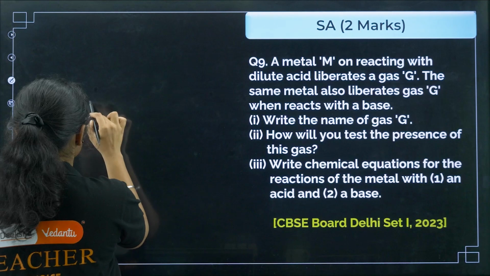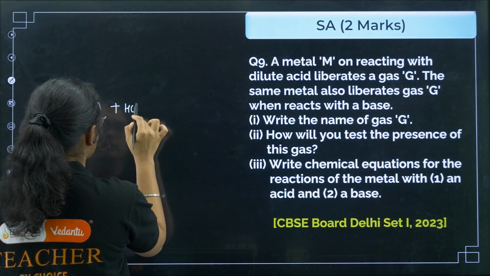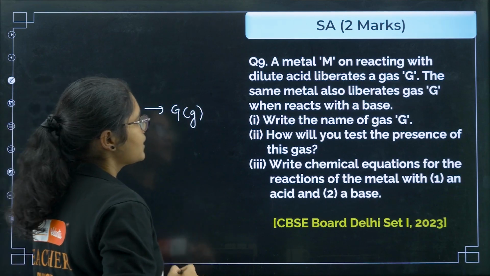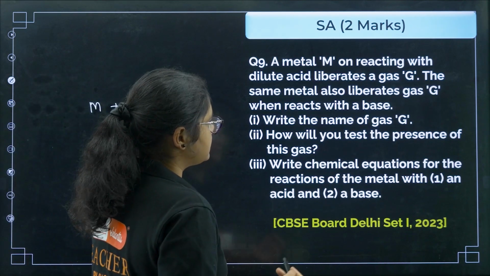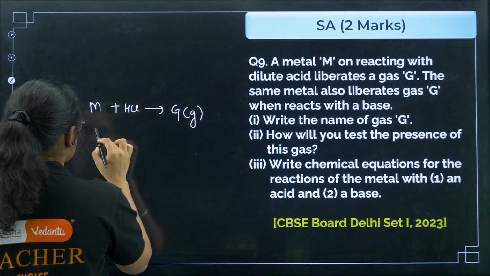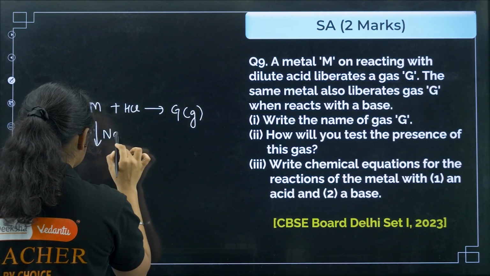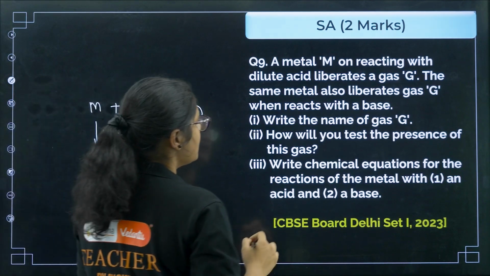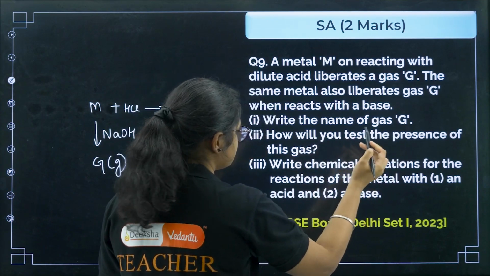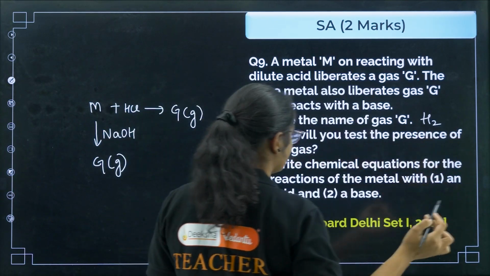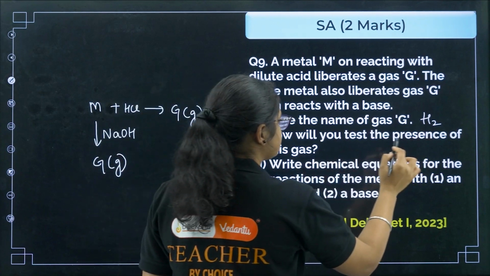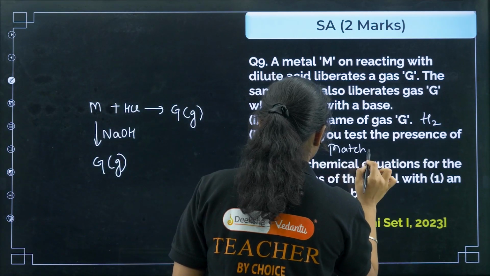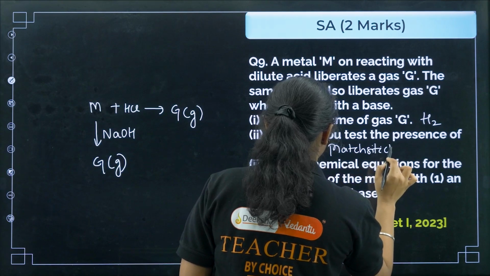Okay. Next, question number 9: a metal M on reacting with dilute acid liberates a gas G. So the metal on reacting with dilute HCl liberates gas G. The same metal also liberates gas G when it reacts with a base. Write the name of the gas G. So that is your hydrogen gas. All of you would have guessed by now. Now how will you test the presence of this gas? By a matchstick, right? If you bring a matchstick near it, it burns with a pop sound.